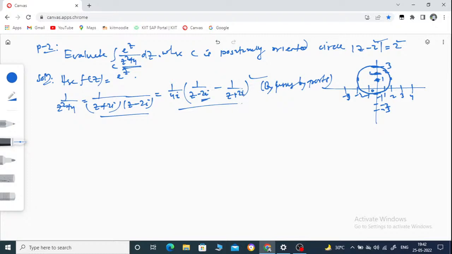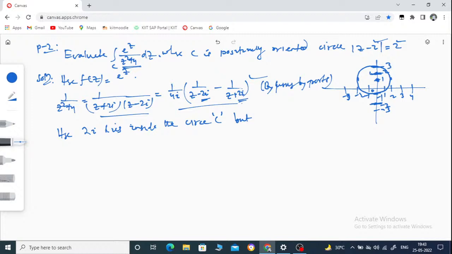Okay, so this 2i lies inside the circle. Here you can say 2i lies inside the circle C, but minus 2i will be somewhere here, and this is outside of the circle. Minus 2i means on the negative imaginary axis, you have to take 2 units. Okay, this will be this one. Okay, here 2i lies inside the circle C, but minus 2i lies outside the circle C.